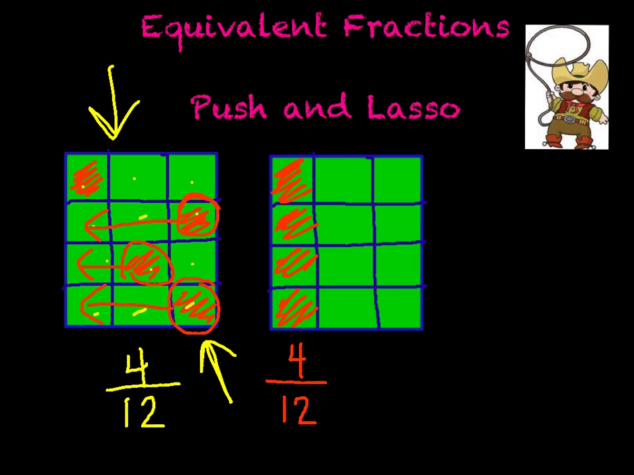So one way I could find an equivalent fraction now that everything has been pushed is to go ahead and lasso. So what I have here, 4 12ths, that was counting by ones. Now I can see if I can count by twos. Can I count by twos and group? Yes, I can count by twos and group because both 4 and 12 have 2 as a factor. They are both multiples of 2.